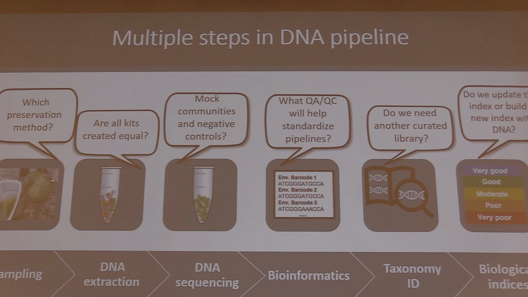So there are a number of different elements along this pipeline that have key decision points that we're actively thinking about to come up with the best approach for generating robust, repeatable data. For example, we might think about what's the best way to preserve our sample or how we extract our DNA. What sorts of negative or positive controls should we definitely be including? How might we be adapting our indices so that they're compatible with this DNA data? So some of these questions are easier than others.